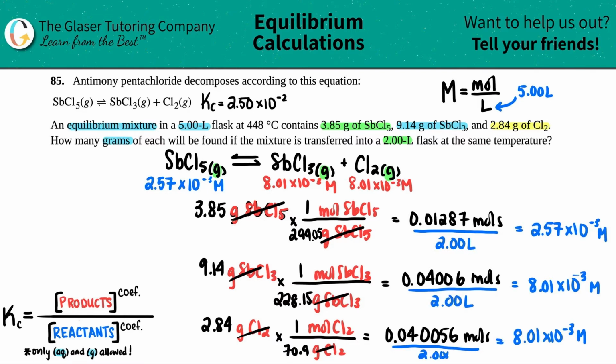2.00. I hope you guys understand the point here, right? We need to find the new molarities because we have a smaller volume. So the molarities are just going to change. Okay, so let's erase these.